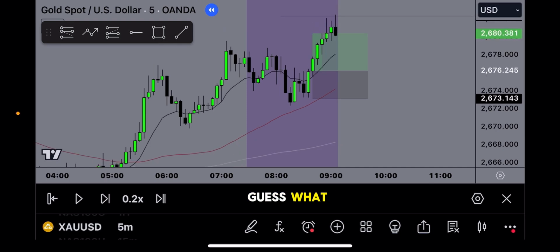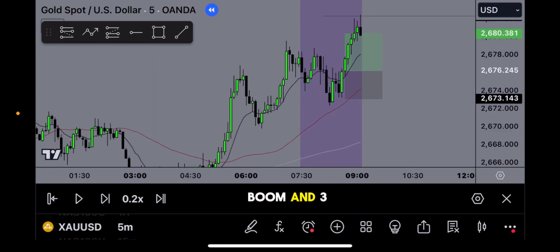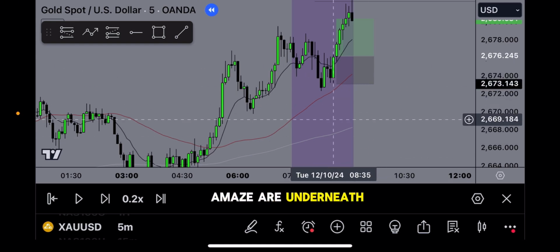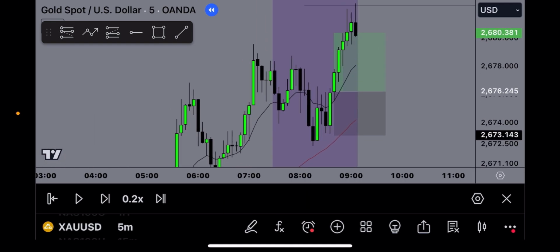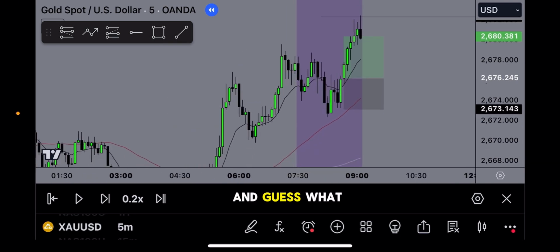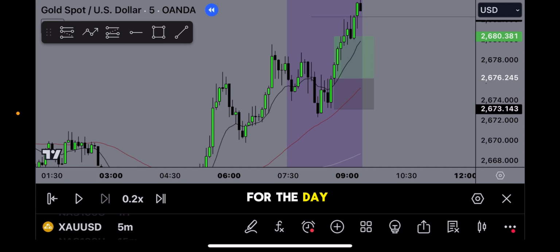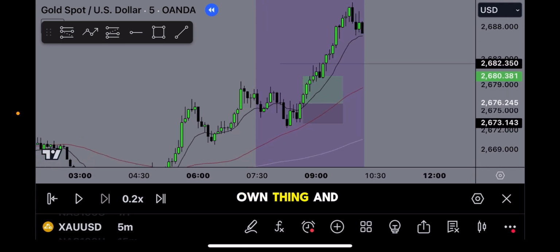And guess what? You're following the trend. Price is on an uptrend. Boom. And 3 MAs are underneath. So this makes this setup valid. Right? And that's why I felt confident in taking this trade setup. And guess what? It won. I was done for the day. And price, after that, kept doing its own thing.